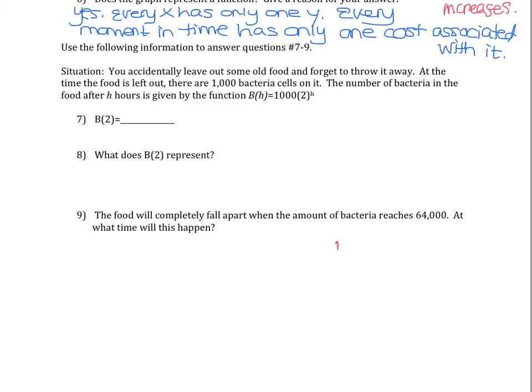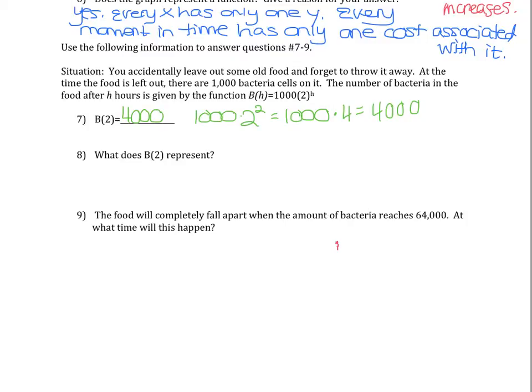What is b of 2? Well, b of 2 is going to be 1,000 times 2 to the power of 2. Remember, order of operations, we have to do the exponents first. So this is 1,000 times 4, which is 4,000. So b of 2 is going to be 4,000.